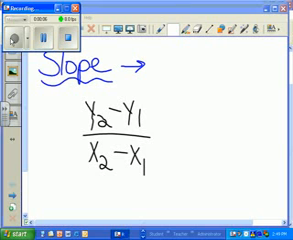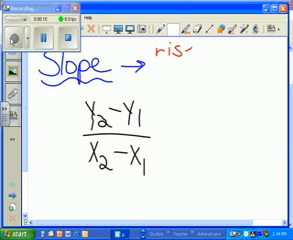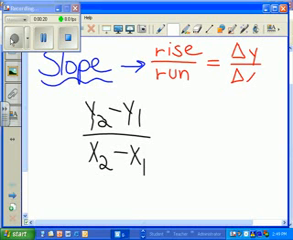Slope is the steepness of a line, or how fast the rise is over the run. So we call it rise over run if we're looking at a graph. It's also known as delta y over delta x, so change in y over change in x. And then the equation we use when we have 2 points is y2 minus y1 over x2 minus x1.